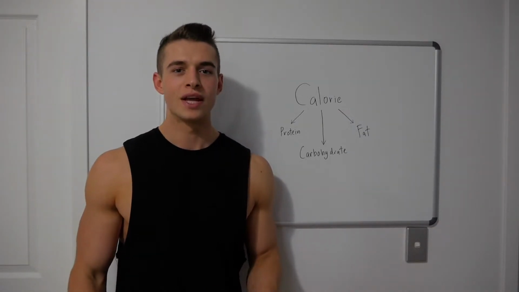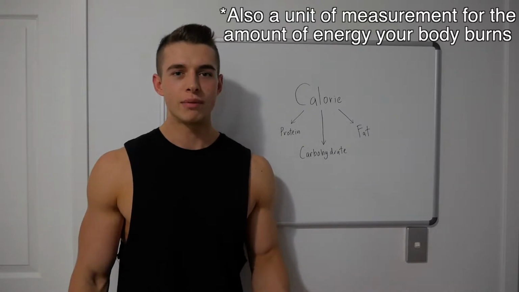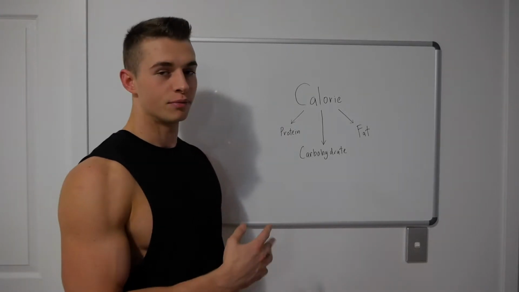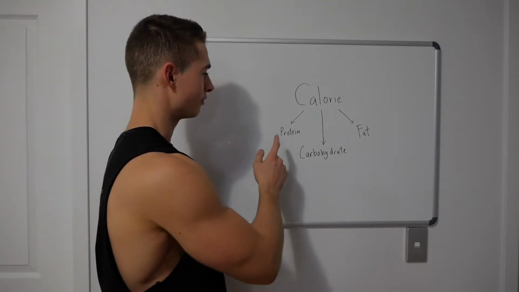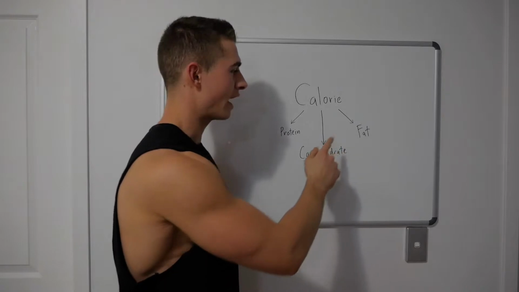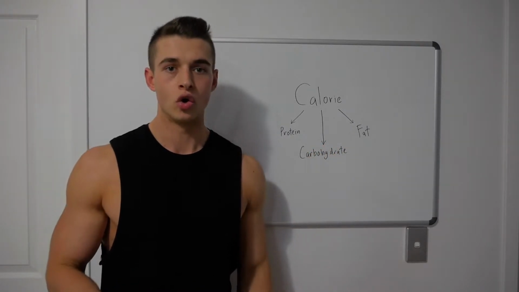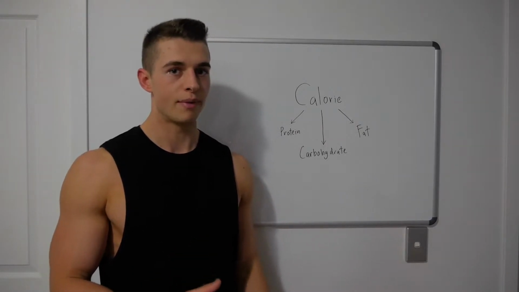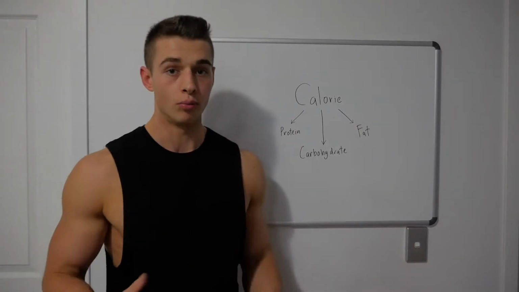What is a calorie? A calorie is a unit of measurement for how much energy is in a food. And a calorie is made up of three things. It's made up of three macronutrients. So it's made up of protein, carbohydrates, and fat. So to get a clear understanding, all foods that you eat have calories in them, and all of those foods are made up of those three macronutrients, or most foods are.